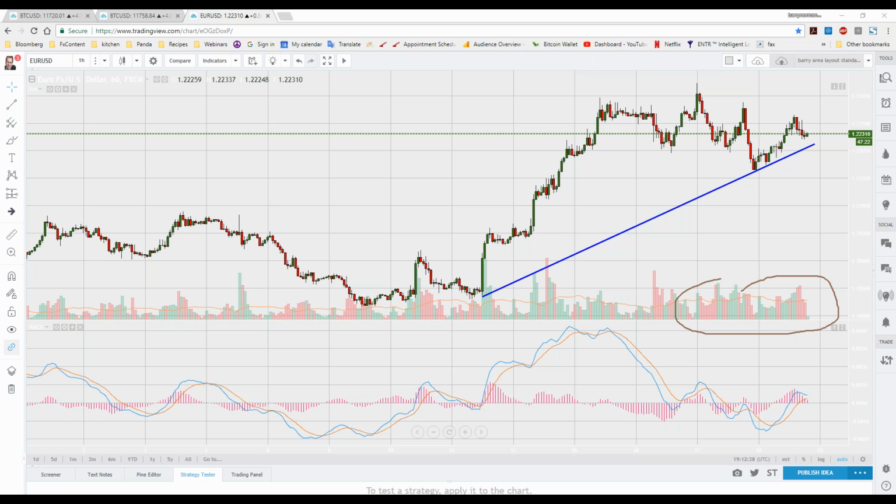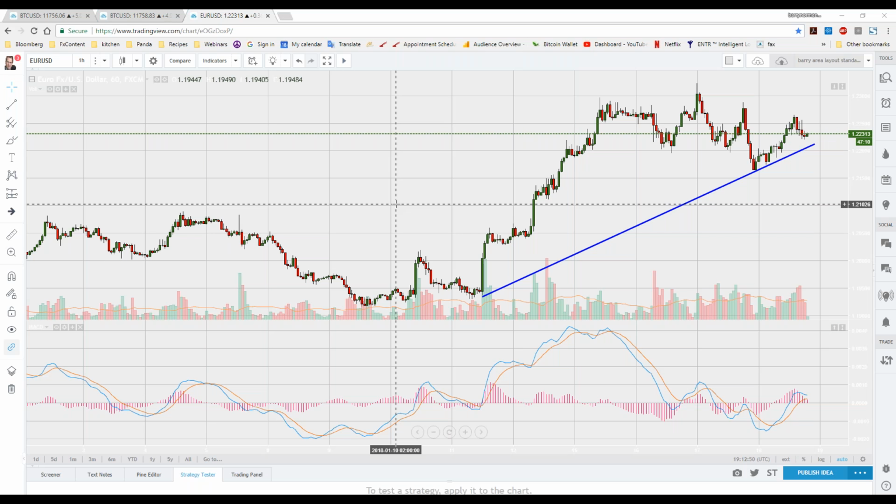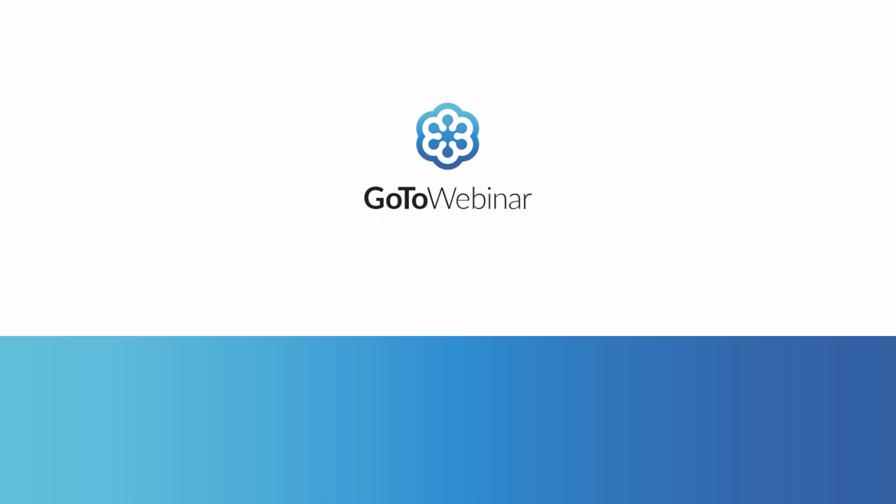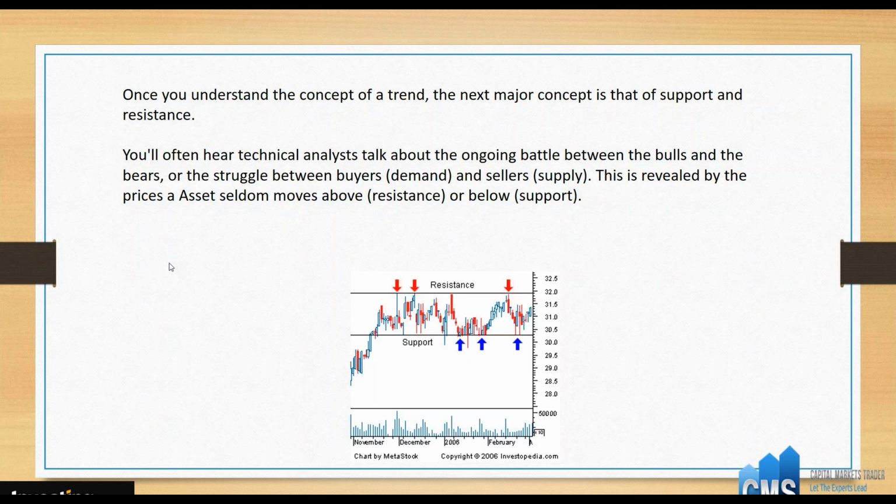Now, if we simply add on to this one or two other pieces of information, we might be able to tell an entire story about what we can expect from this asset. So let's go back to my PowerPoint. And let's talk about the next step.